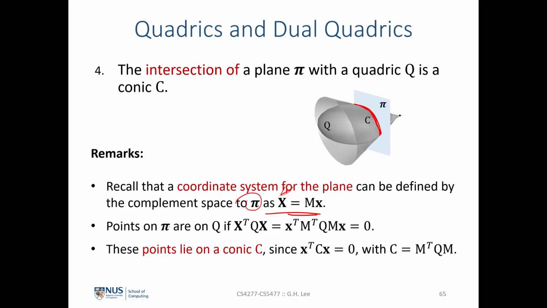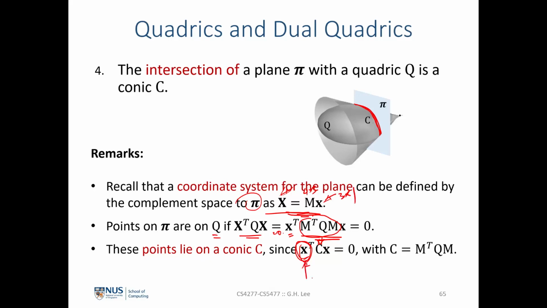Therefore, points on the plane pi are on the quadric if they fulfill this equation equal to 0. We can directly substitute x, which is any point on this plane pi, with x equals M small x. So we get this equation over here, and we can see that the small x is the coefficient of the linear combination of M such that it forms the point on the plane, as we have defined in the previous slides. Here we can directly group M transpose Q M together and call it C. We can also define this since M is a 4 by 3 matrix and this x here is a 3 by 1 vector.